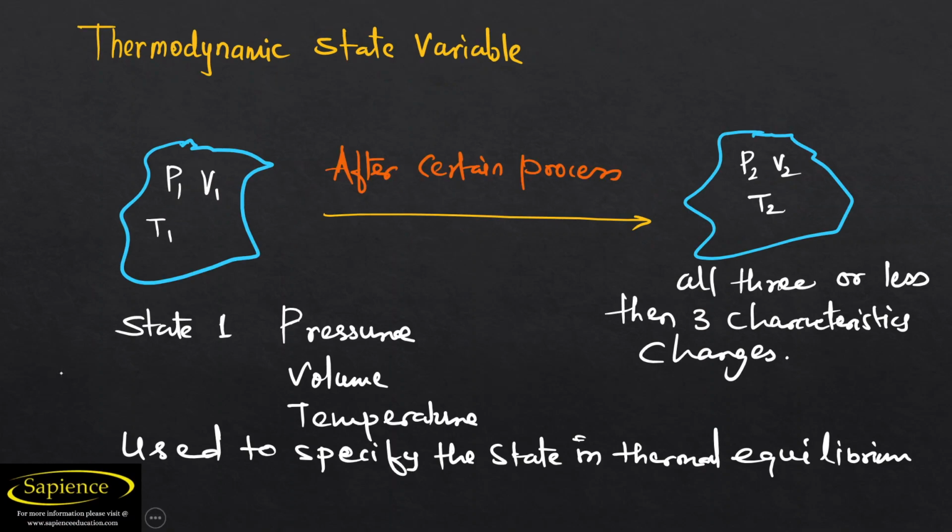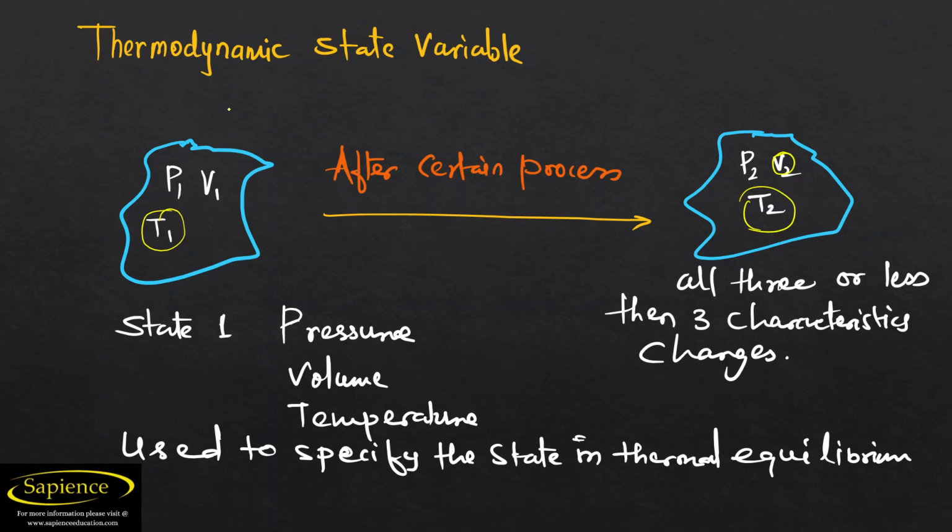Now let us discuss one important topic, that is known as thermodynamic state variable. What is a thermodynamic state variable? Let us consider this is a system, and it has a condition of pressure P1, volume V1, and temperature T1. What happens if we apply a certain process, like if we apply heat, or if I do work on the system? There may be a change in pressure, volume, and temperature, that is, pressure may become P2, volume may become V2, and temperature may become T2.